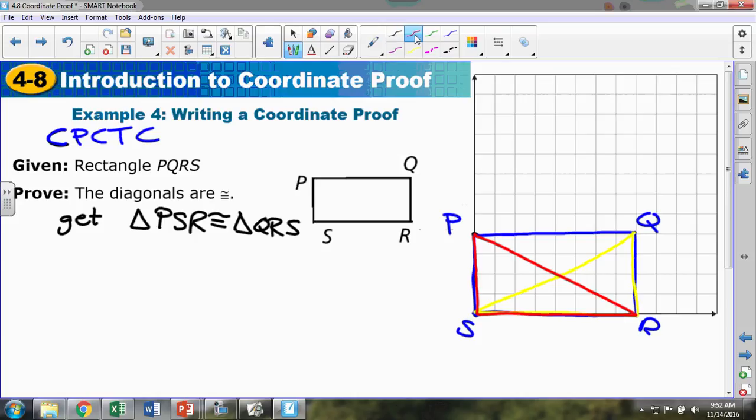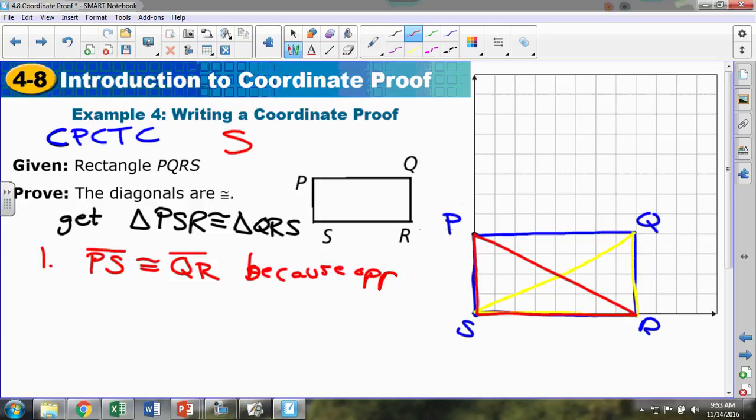Well, to start off with, let's make a couple of observations. PS is going to be congruent to QR. That's our first pair of congruent sides. And that's because we know opposite sides of a rectangle are always congruent. We knew it's a rectangle. Sweet, let's take advantage of the fact that we know it's a rectangle. That's one pair of congruent sides. The left is congruent to the right.